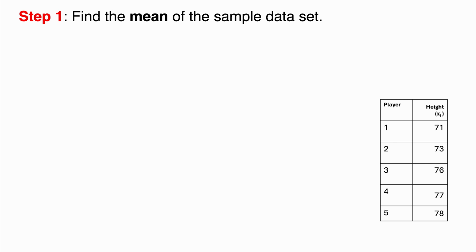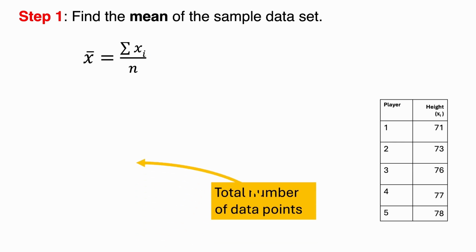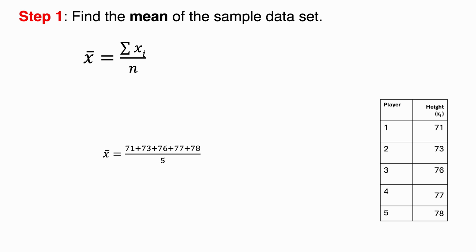To calculate the standard deviation, the first step is to find the mean of the sample dataset. We do so using this formula. In this formula, the x bar is the mean, and the Greek symbol here simply means sum all. And xi indicates each individual data point in the dataset. And n here is the total number of data points, or the sample size. Now we add all these, 71 all the way to 78, we get 375, and 375 divided by 5 will give us the x bar or the mean.